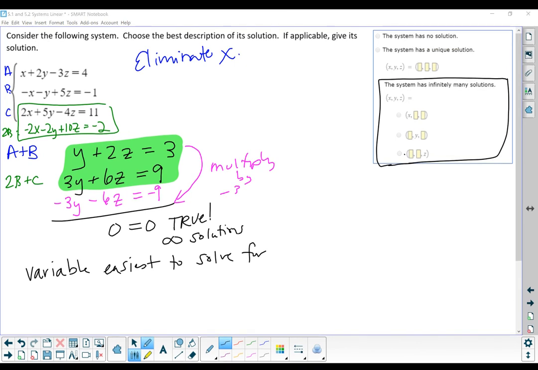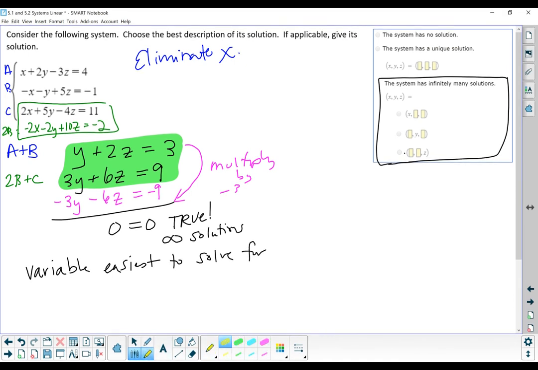If I'm looking at these and thinking about which variable is the easiest to solve for, I think it's y. Everything else has a coefficient, right? That y is the easiest one right there to get by itself. So y is equal to, I'm just going to subtract the 2z so that I have that y by itself. So y equals 3 minus 2z. So I want to type this in for y.